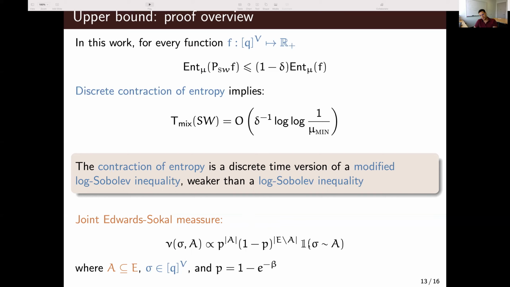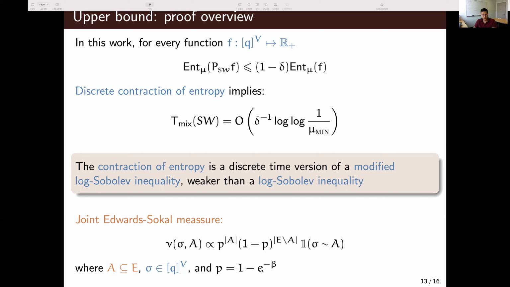What this means is that the endpoints of every edge in A have to have the same coloring sigma. Otherwise, the configuration has 0 probability. And p here is related to beta like this: p is essentially 1 minus e to the minus beta.